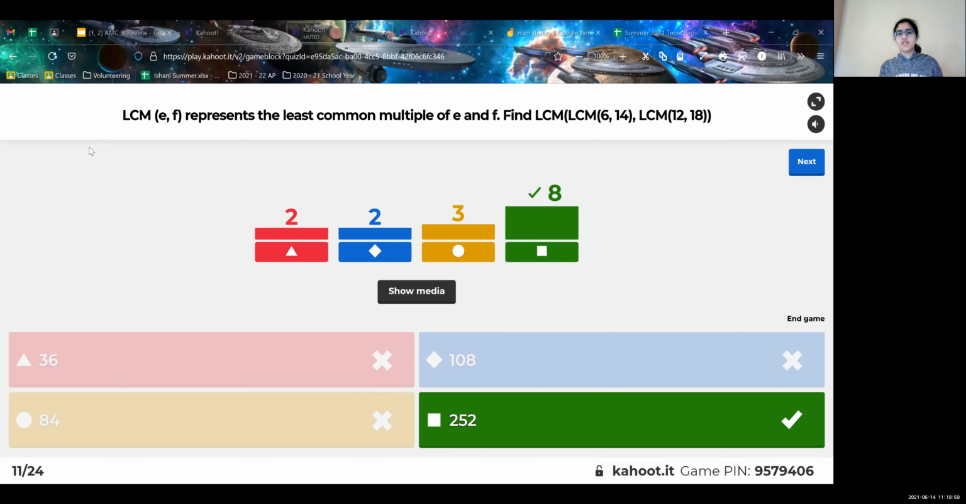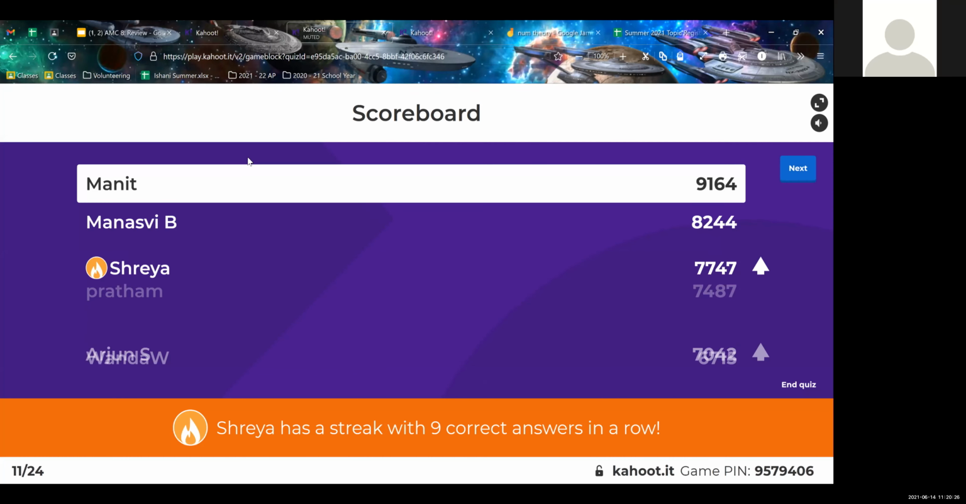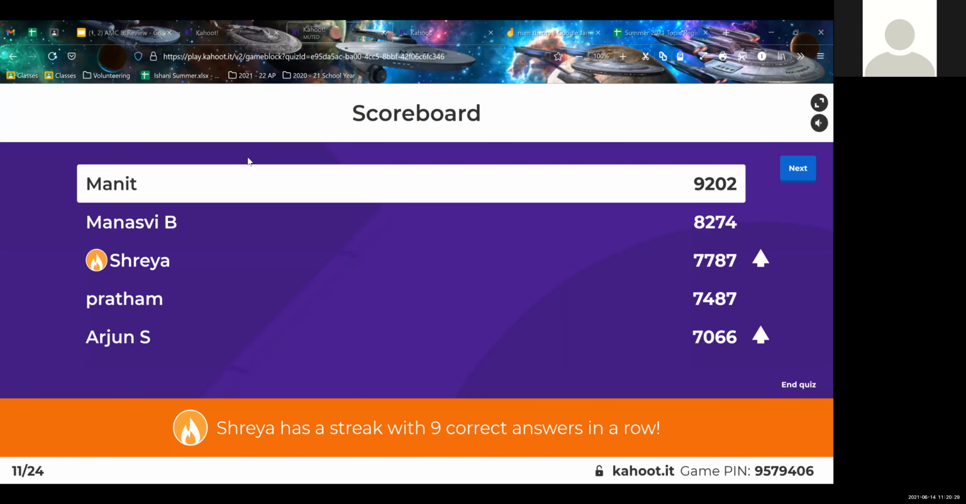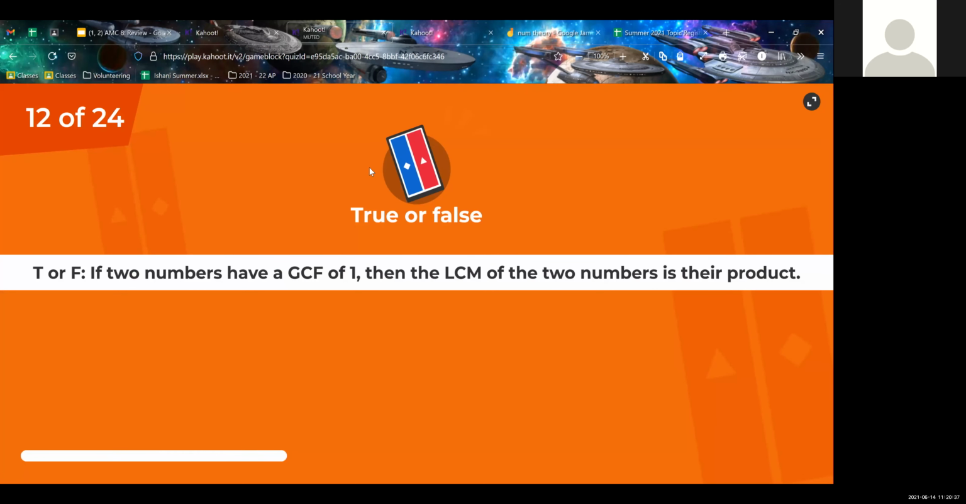Okay, so the LCM of 6 and 14 is 42. And then the LCM of 12 and 18 is 108, right? No, sorry, it's 36. So the LCM of 36 and 42 is 252, and that should have been your answer. If you want more information about the AMC date, when it's offered, or the number of questions, you can ask, email one of us, or look it up too.